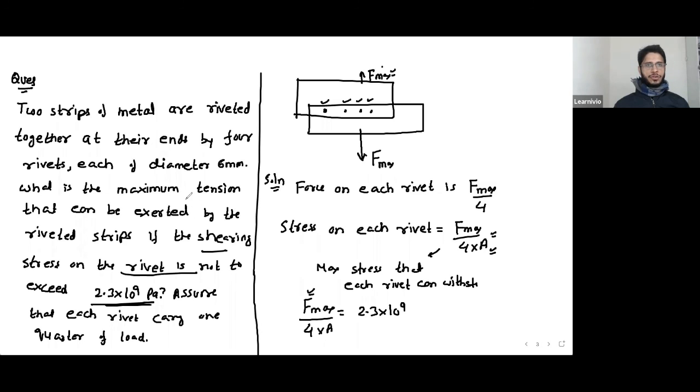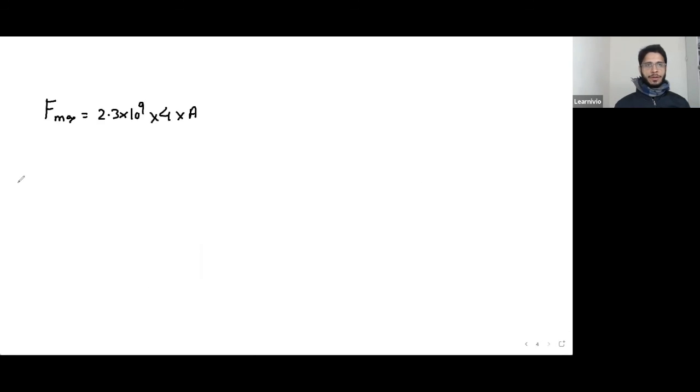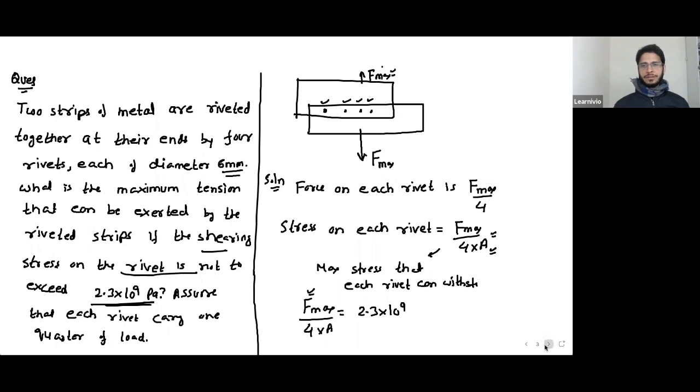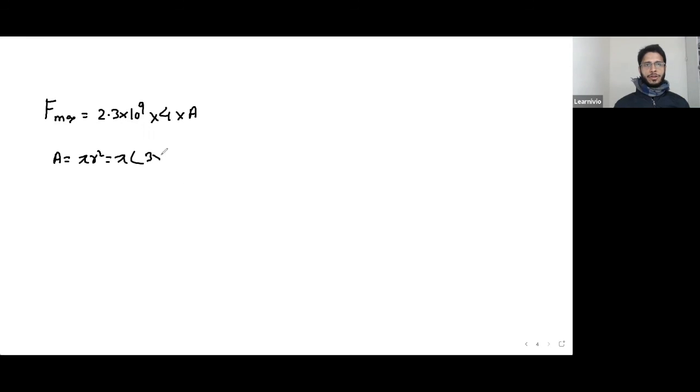Area of each rivet is this. Its diameter is 6 mm, so its radius is 3 mm. You can calculate the area. Area of each rivet is pi r square. So that's pi into r. The diameter is 6, so radius is 3 only. It's 3 into 10 raised to the power minus 3 square. So area is simply pi into 9 into 10 raised to the power minus 6.